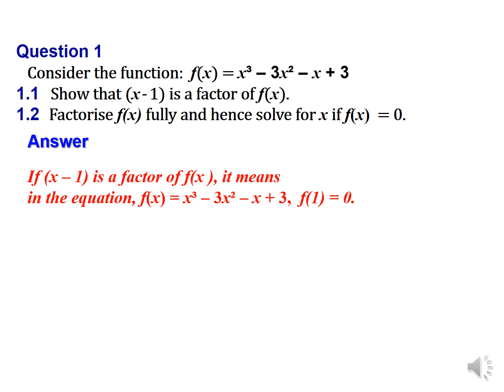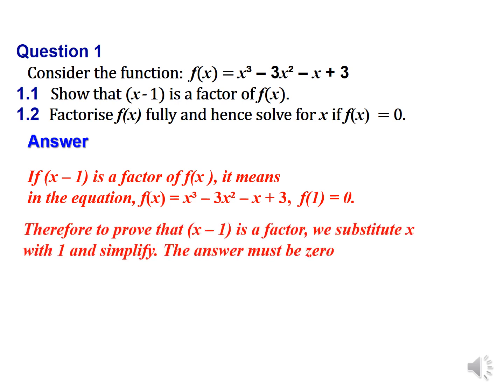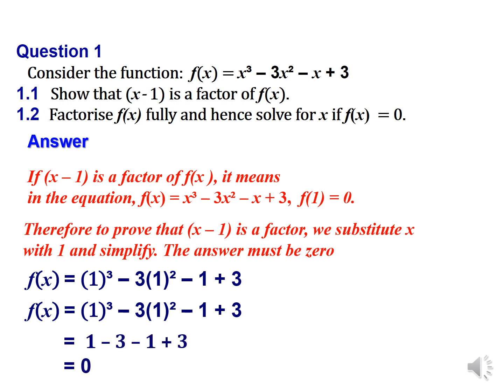So to answer your question, or to prove as is required by the question, you simply substitute x with 1 and work out that answer. So if we substitute x with 1, we're going to have 1 cubed minus 3 times 1 squared minus 1 plus 3. We simplify, the answer is 0. That is the proof necessary. We must get 0 to show that x minus 1 is a factor of the expression.